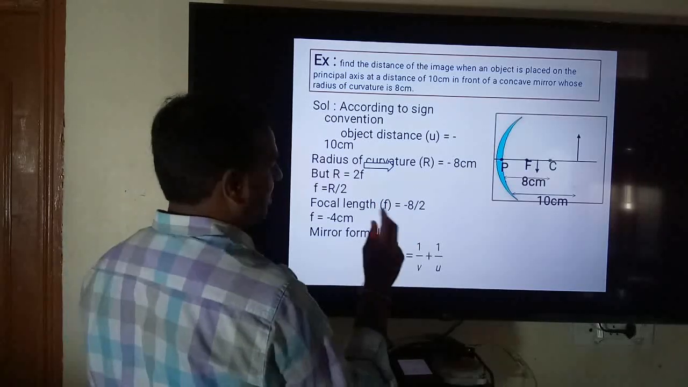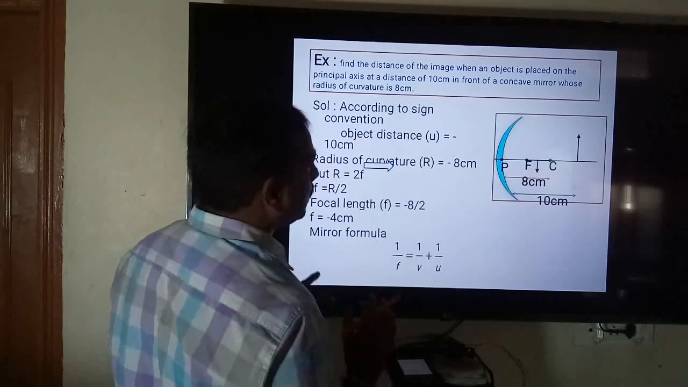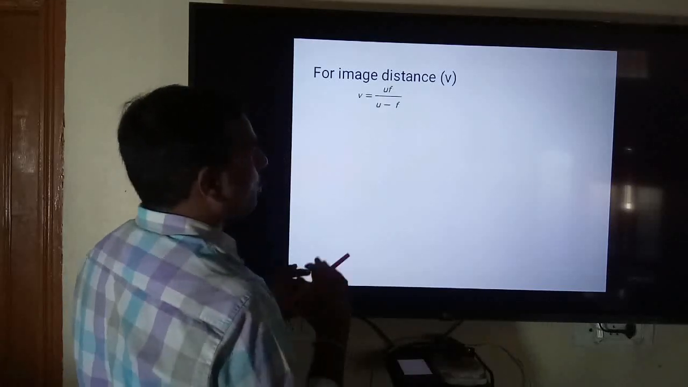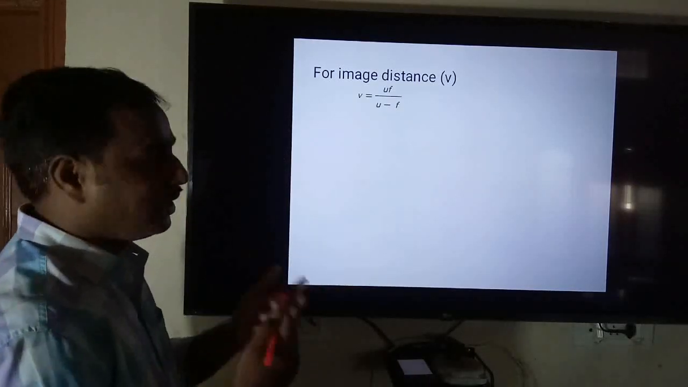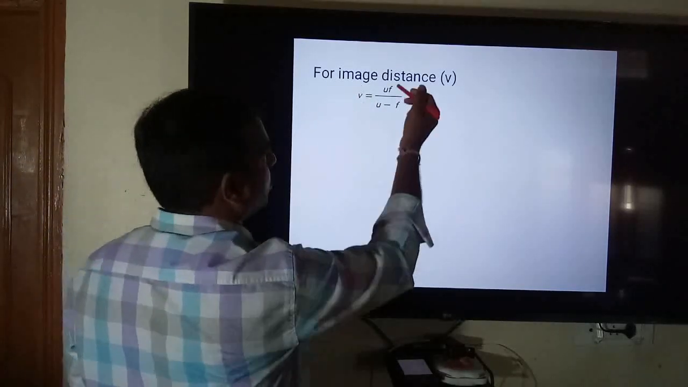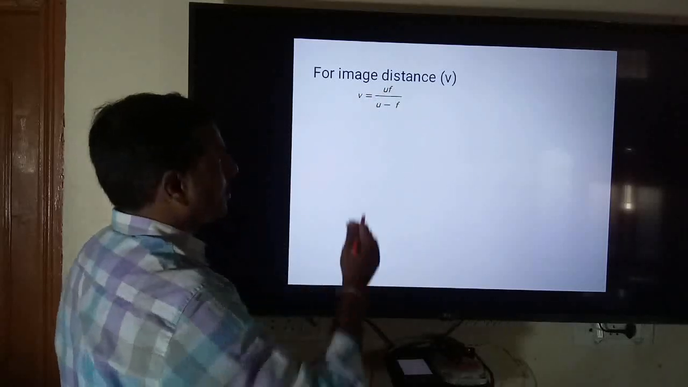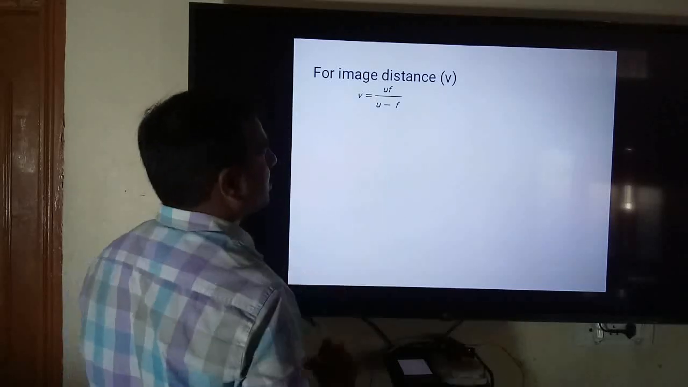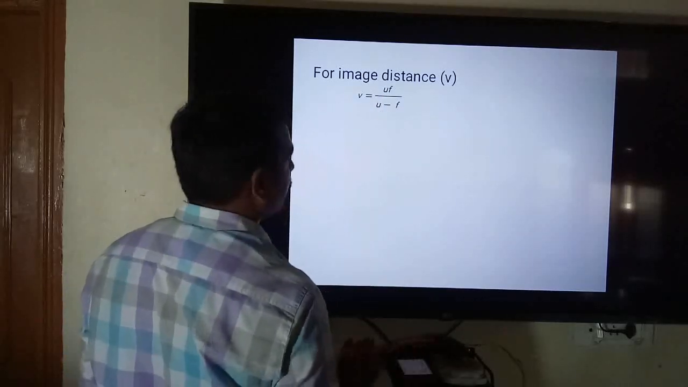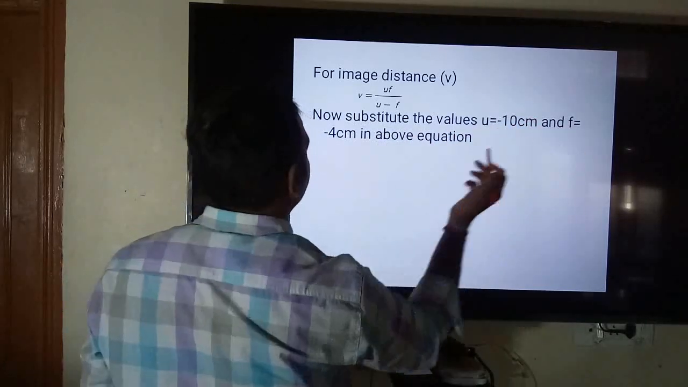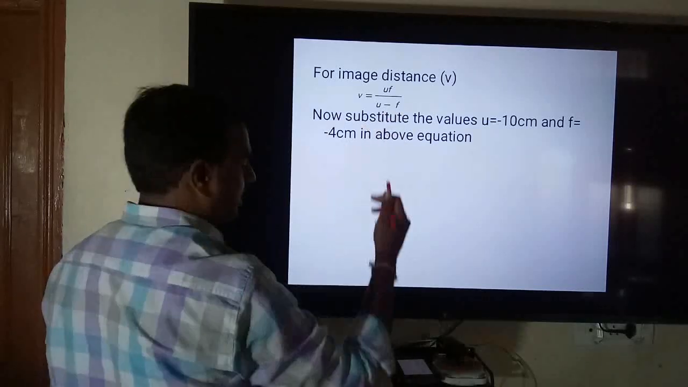Now we are going to substitute the values to get V, the image distance. For image distance V, we rearrange the equation: 1 by f is equal to 1 by u plus 1 by v becomes v is equal to uf by u minus f. For getting image distance, we change the formula like this. Now I am going to substitute the u value and f value in this equation: u is equal to minus 10 centimeters and f is equal to minus 4 centimeters.